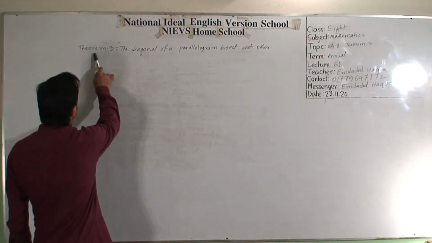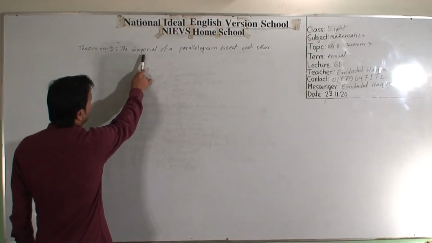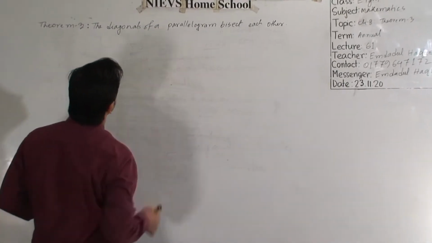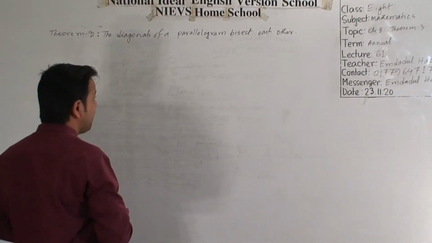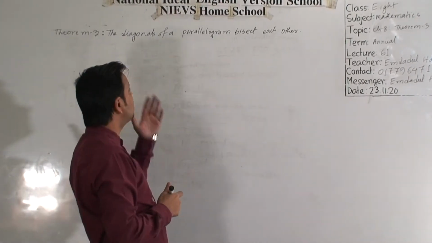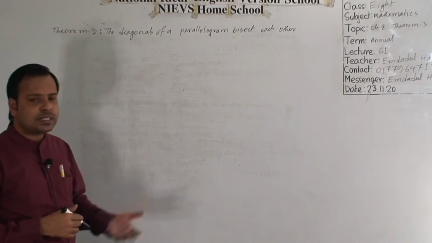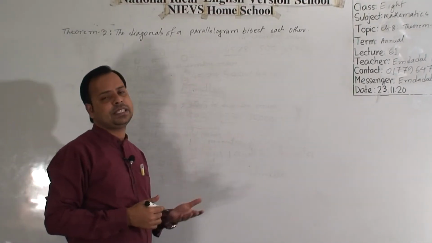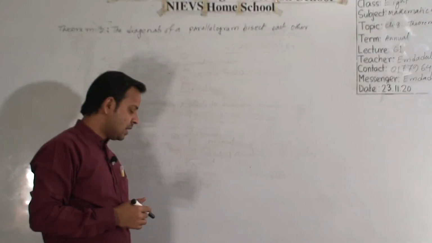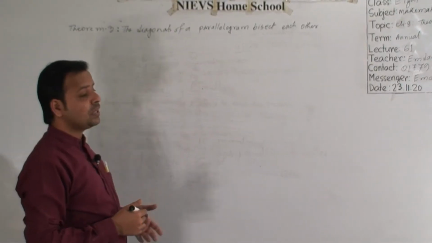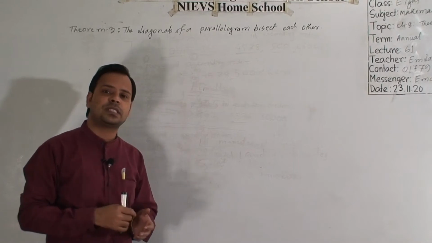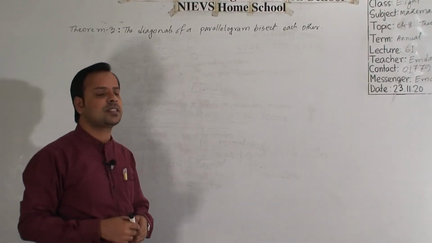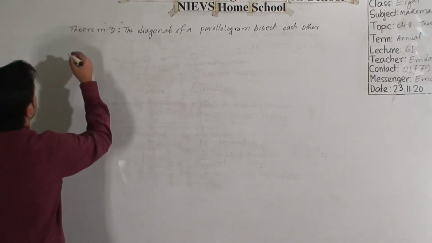Theorem 3: the diagonals of a parallelogram bisect each other. This is Theorem 3. It means that we need to prove that the diagonals of a parallelogram bisect each other. You know that to prove a theorem we need to follow some steps. First step is we have to write the general enunciation.